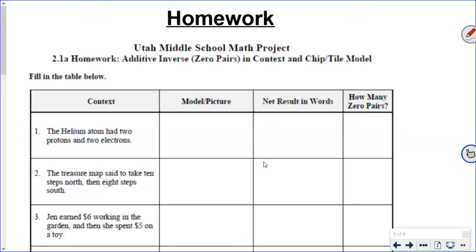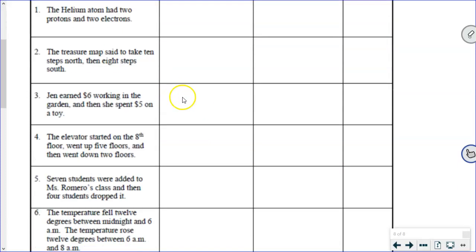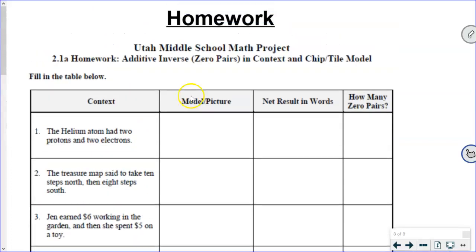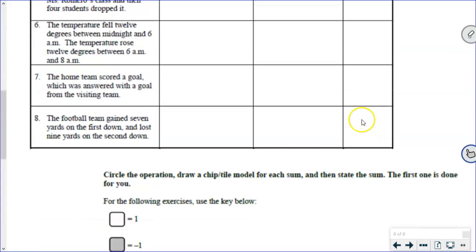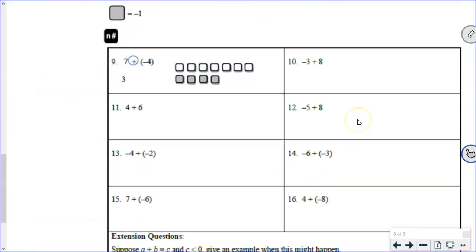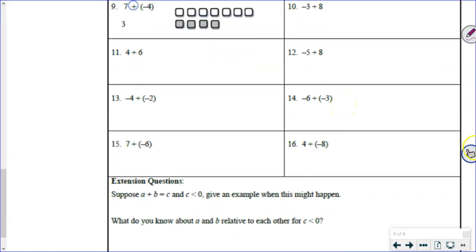Your homework, and yes, I know it's homework over the weekend. It doesn't happen all the time, but you are in junior high, so it does happen some of the time. Your homework is this homework section, 2.1a homework, and it is both sections. We have the same type that we did at the beginning with our models, net result in words, how many zero pairs, and just a handful of those that you need to model. You don't need to explain, you just need to model. You can skip the extension question.